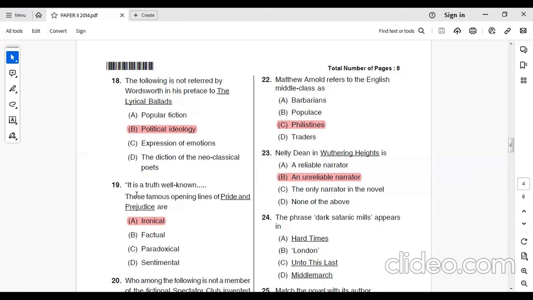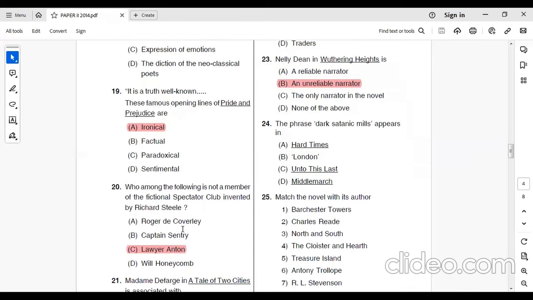Next question is here: it is a truth well known, these famous opening lines of Pride and Prejudice are ironical lines, and Pride and Prejudice is an 1813 novel of manners by Jane Austen. Then who among the following is not a member of the fictional Spectator Club invented by Richard Steele? That is a lawyer, Anton. Lawyer Anton is not a club member. Who are the club members? Roger, Captain Sentry, and Will Honeycomb.